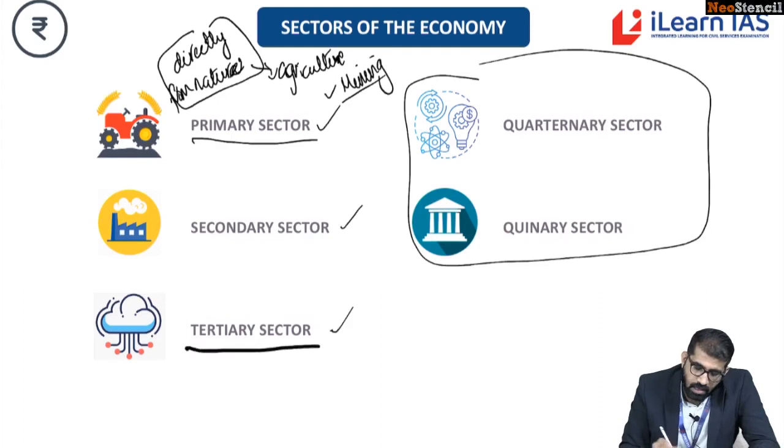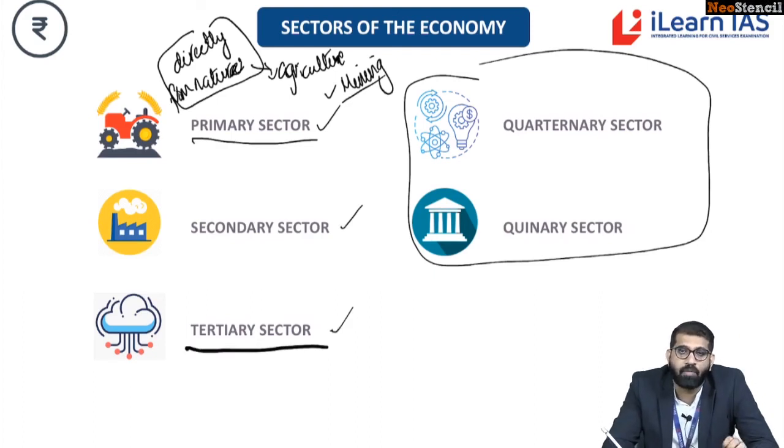Now third is the tertiary sector. That means they are providing services. For example, teaching. Services are those things which we cannot see or which we cannot touch. We can only feel it, right? For example, teaching. You cannot see that particular teaching that is happening. You can see the person who is delivering, but you cannot see the product, right?